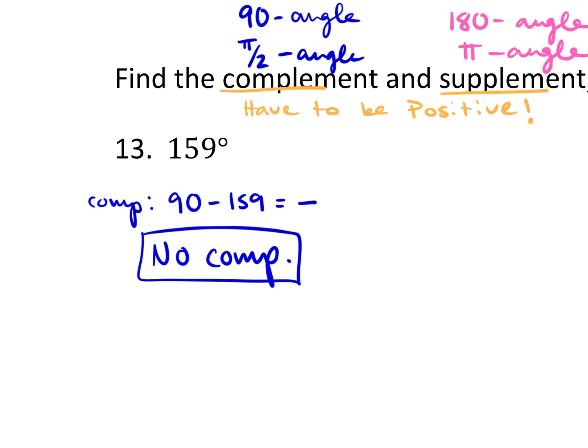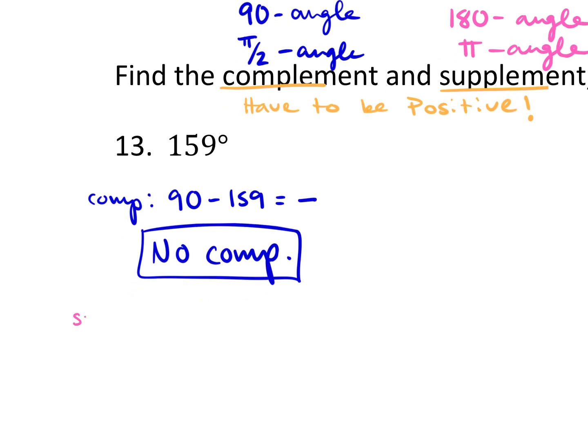to 180. How would we find the supplementary angle? 180 minus the angle, so 159. What's 180 minus 159? 21 what? Degrees. Perfect. So that would be our supplementary angle.